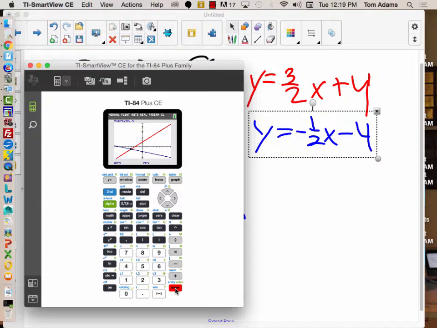Trace. Yeah, so I'm going to hit second trace, which pulls up the calculate menu. Intersect is 5. Get as close as I can: first curve, second curve, guess. Negative 4, negative 2.